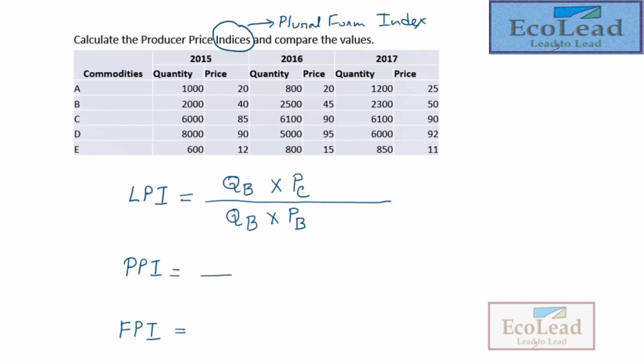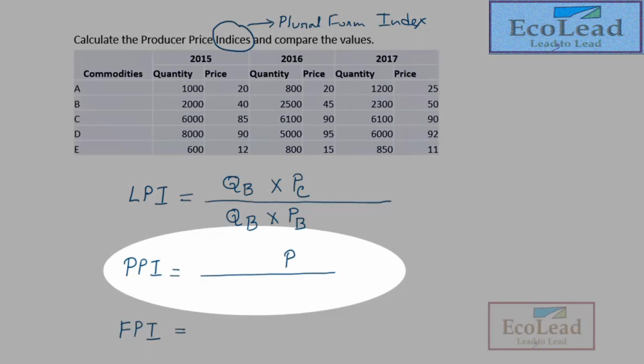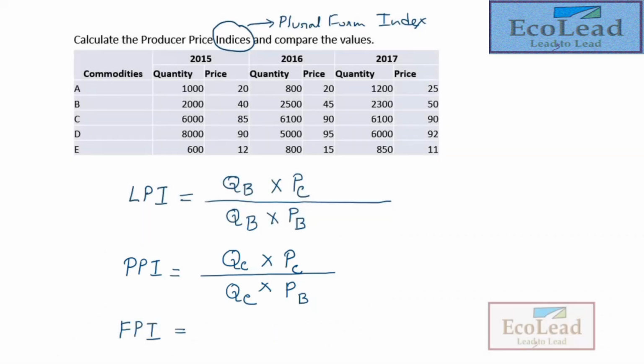To calculate the PPI or purchase price index, the price ratios that we have considered in the LPI will remain the same. In the numerator, we will have the price of the current year, and in the denominator, we will have the price of the base year. But in the quantity case, for purchase price index, we will multiply with the current year quantities in both the numerator and the denominator. So these are the formulas for the last year's price index and the purchase price index.